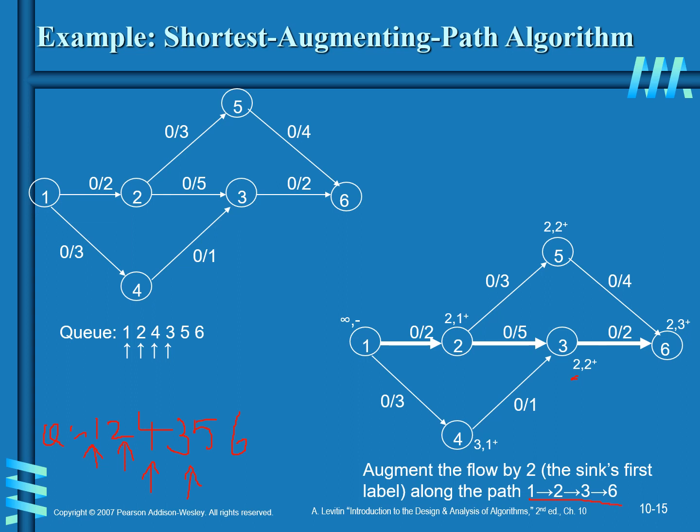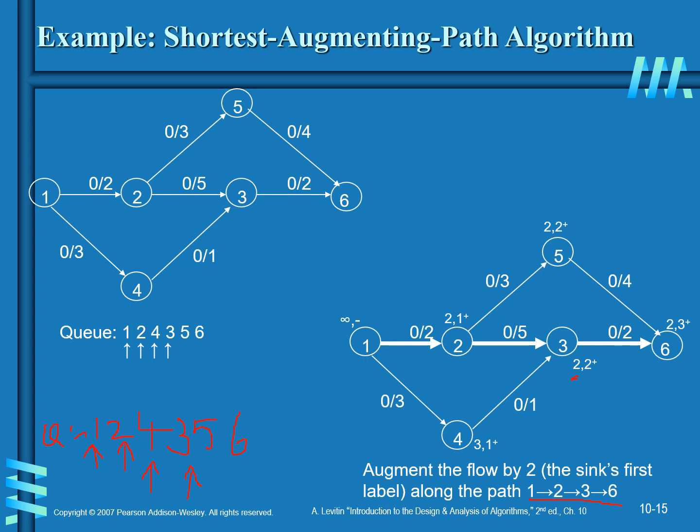Once again, repeat. Look at the second label 3. Look at its second label 2. Look at its second label 1. You reached the source. So the augmenting path is 1 to 2, 2 to 3 and 3 to 6. There are other paths also, that is 1 to 4, 4 to 3, 3 to 6, or 1 to 2, 2 to 5, 5 to 6 also. Among these, this is going to be the shortest augmenting path.